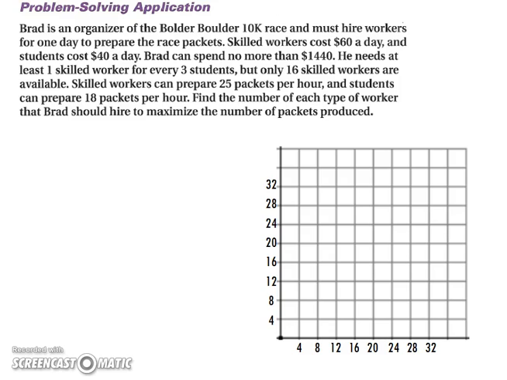So, step 1, we need to get our constraints. So we know if we use x and y, we're going to let x be the students. So we might want to declare this. So x is going to be our students, and y will be the skilled workers.